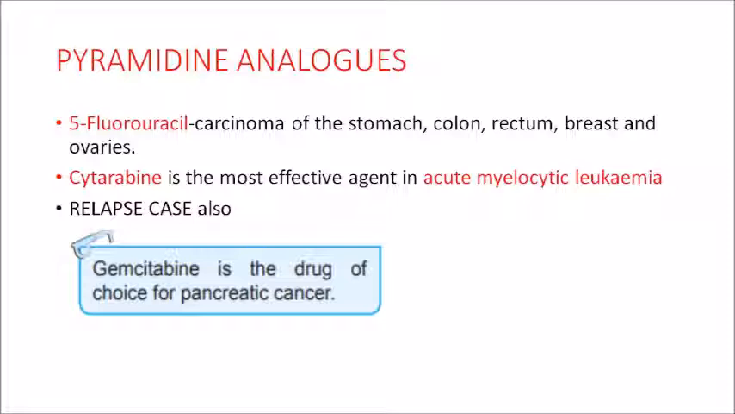Coming to pyrimidine analogs. For pyrimidine analogs, you remember 5 cinema gems. So 5-fluorouracil, C cytarabine, and G gemcitabine. So 5-fluorouracil is used in the treatment of carcinoma of stomach, colon, rectum, some GI organs, then breast and ovary. Cytarabine is used to treat acute myelocytic leukemia. Cytarabine is very effective to treat AML. Even in relapse cases, we can use cytarabine. And gemcitabine is the drug of choice for pancreatic cancer. So cytarabine and gemcitabine are pyrimidines, whereas fludarabine, cladribine are all purines. No confusions, okay?